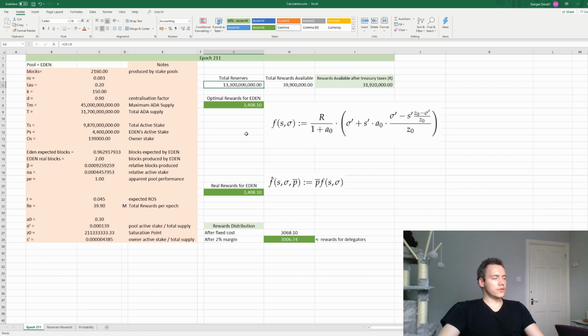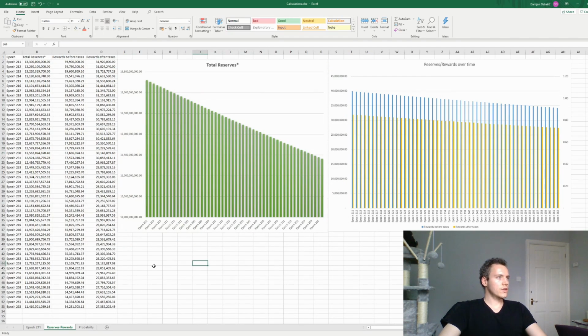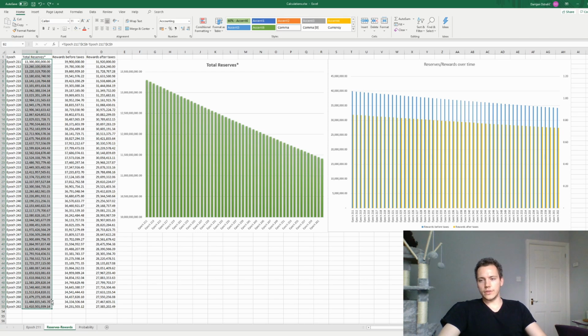So first we can calculate the total amount of reserves. We do that just by subtracting the total supply of ADA in circulation from the maximum supply of ADA, and we get 13.3 billion. Now, before we move on, let me just show you this thing. Here I calculated the total reserves and how they will decrease over epoch after epoch.